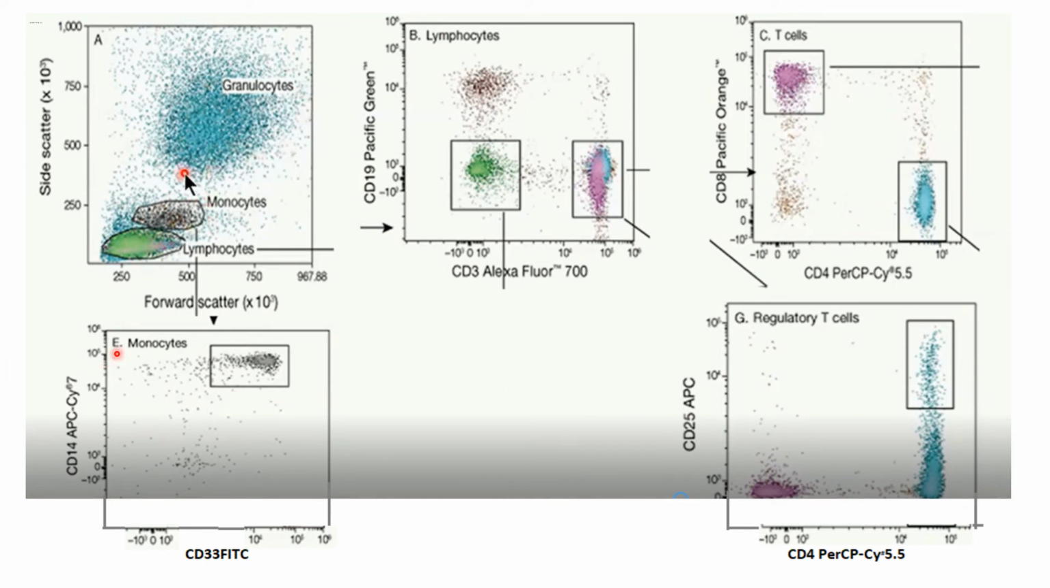Here we have also selected monocytes, and these monocytes are analyzed here. So we have used two markers. One is CD33 and another is CD14. And these cells which are positive for both CD33 and CD14 are called monocytes. So in this way you can do the immunophenotyping.